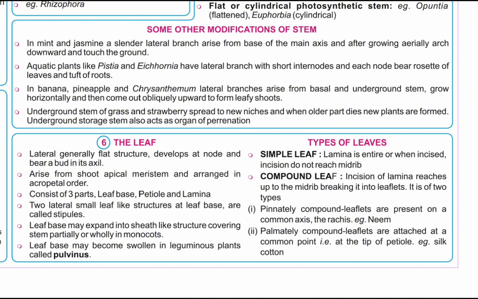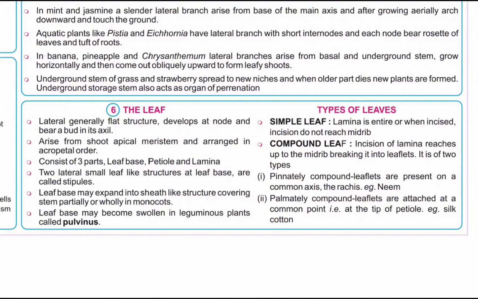The underground stem of grass and strawberry spreads to new niches and when the older part dies, new plants are formed. Underground storage stems also act as organs of perennation. The leaf. Lateral, generally flat structure, develops at a node and bears a bud in its axil. Arises from the shoot apical meristem and is arranged in acropetal order. Consists of three parts, leaf base, petiole and lamina.